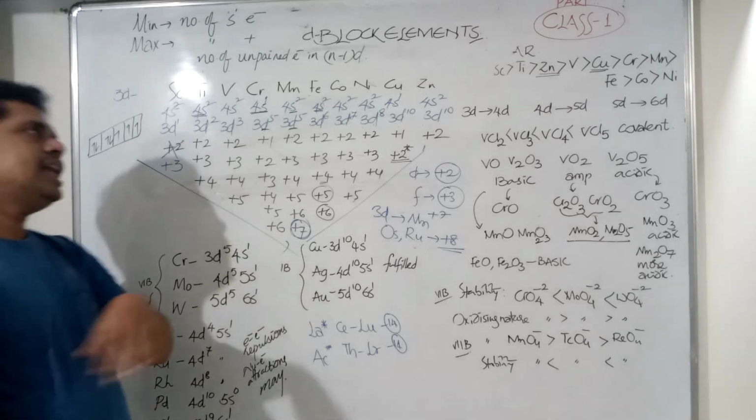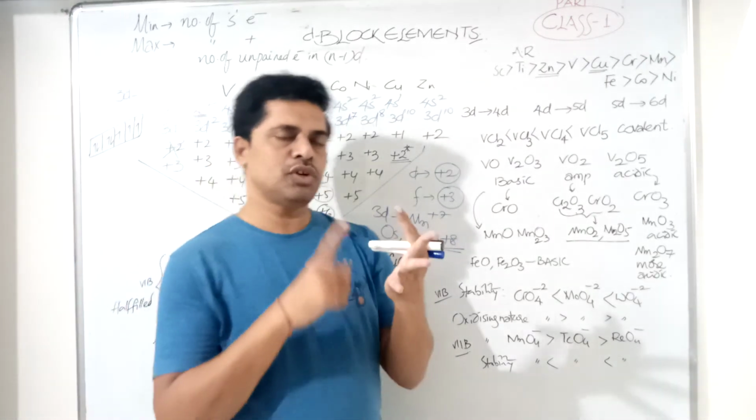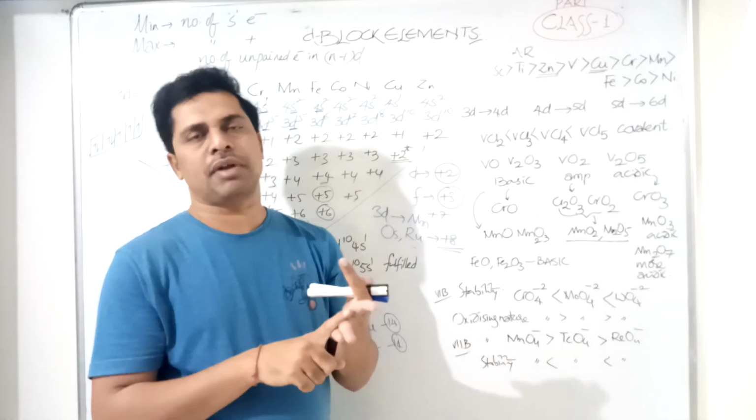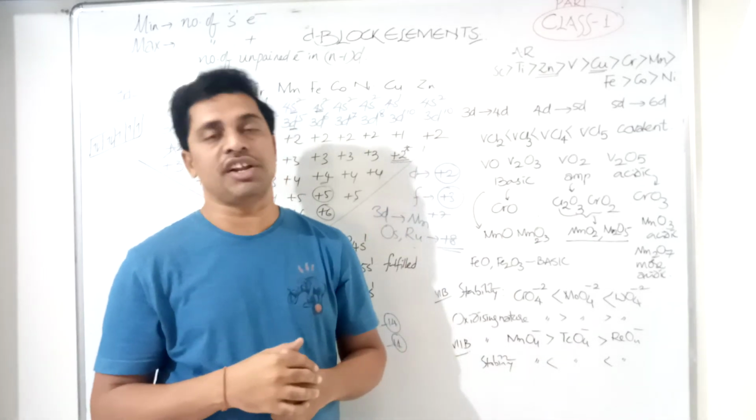This is about the oxidation states of these elements. In the next part, we will discuss magnetic nature, color property, and a little bit of introduction to coordination chemistry.